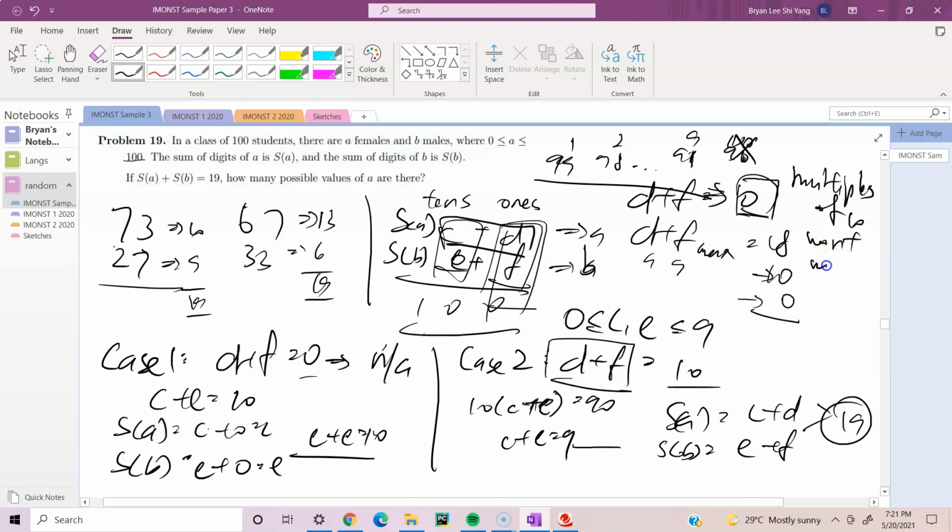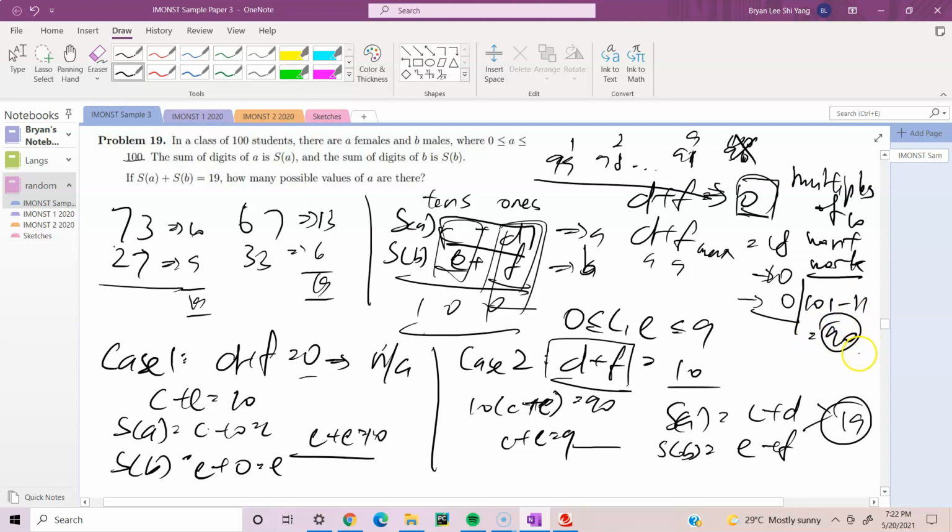Multiples of 10 won't work, so we just need to count the non-multiples of 10. From 0 to 100, don't be fooled, there are actually 101 numbers. Then you need to remove the multiples of 10. 0 is also one of them. So 0, 10, 20, all the way to 100. There are 11 of them.